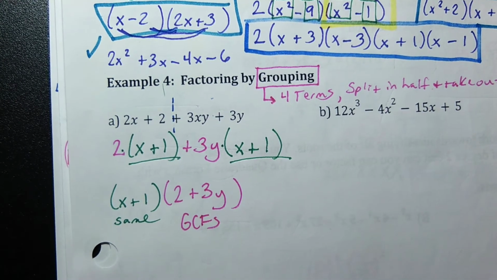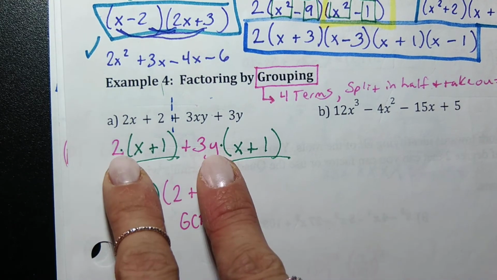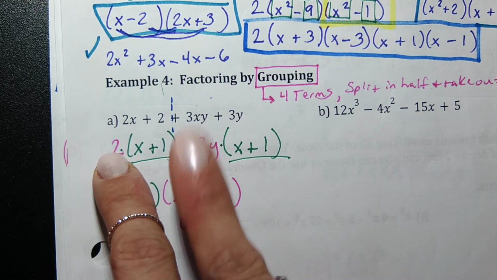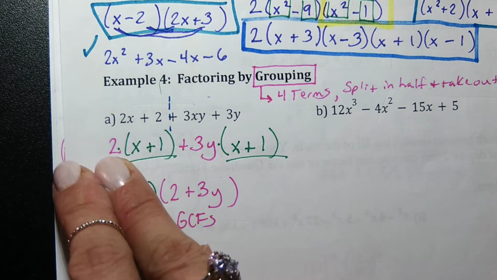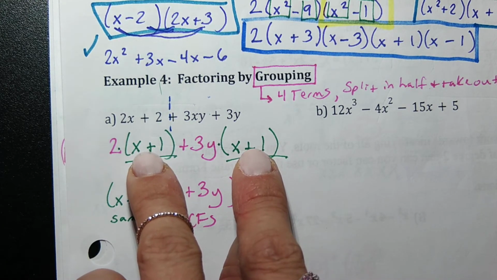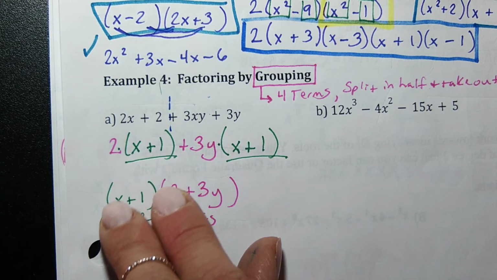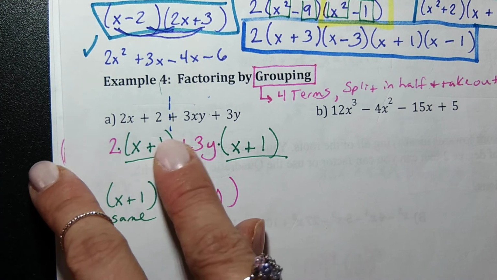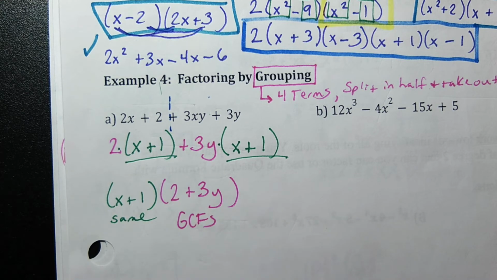So conceptually, you take out a GCF from the first group, a GCF from the second group, and then we look at this expression as a whole, and if these 2 expressions are the same, we can take that out as a GCF, which leaves me with the other 2 GCFs in the other parentheses.